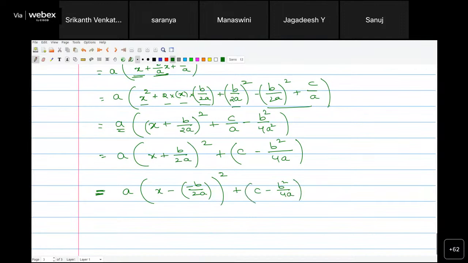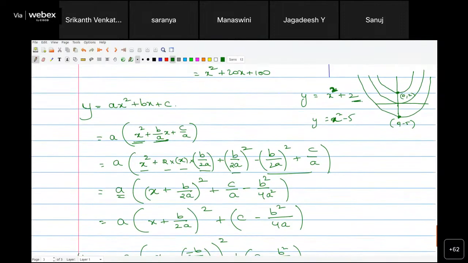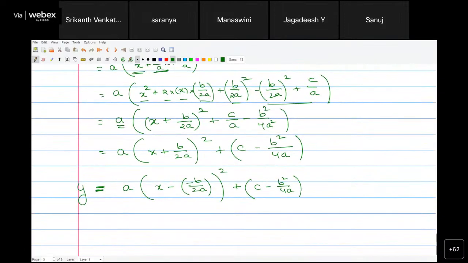So this is what we got. From ax square plus bx plus c, I can write that equation like this. And we just now saw, if y is x square, it will be symmetric along x equals 0. If y is x plus 1 whole square, it will be symmetric along x equals minus 1. Right? That is what we saw now.